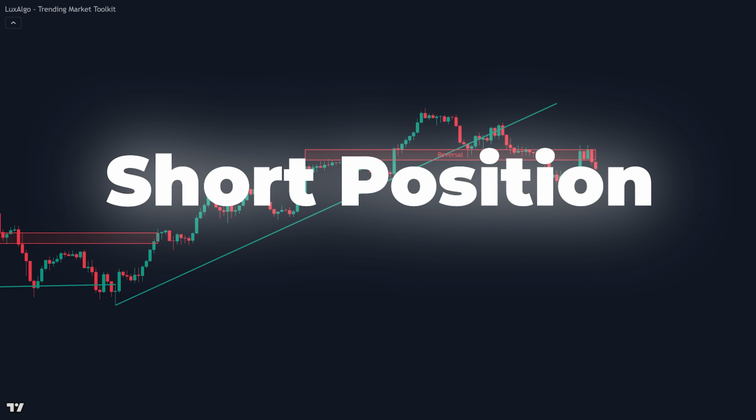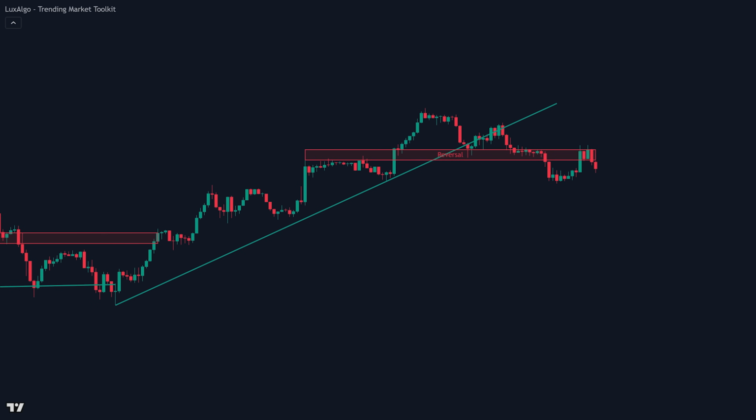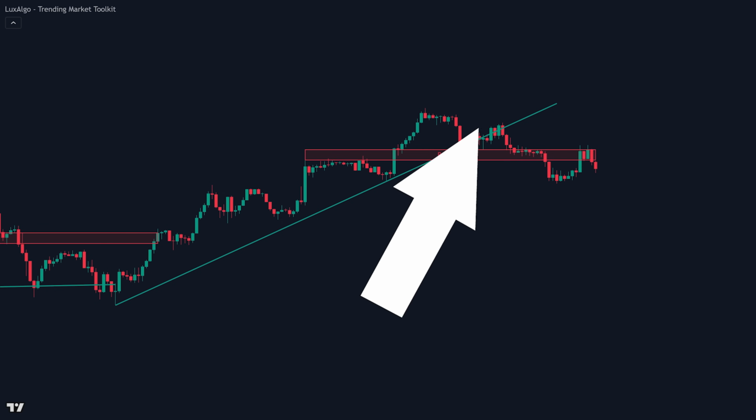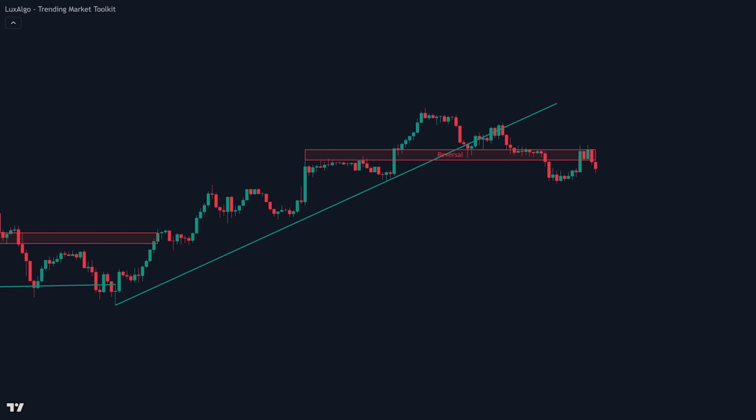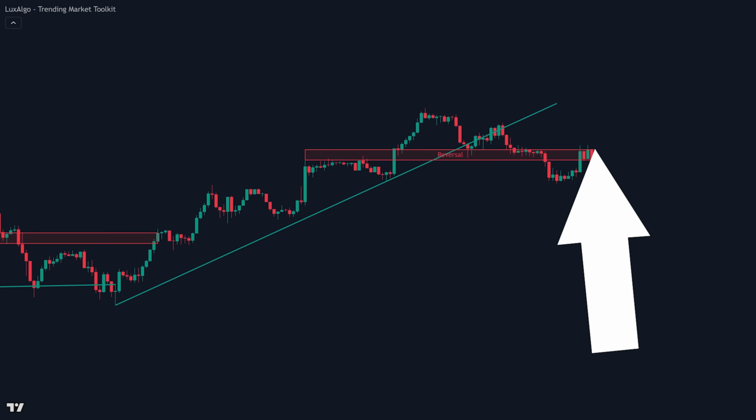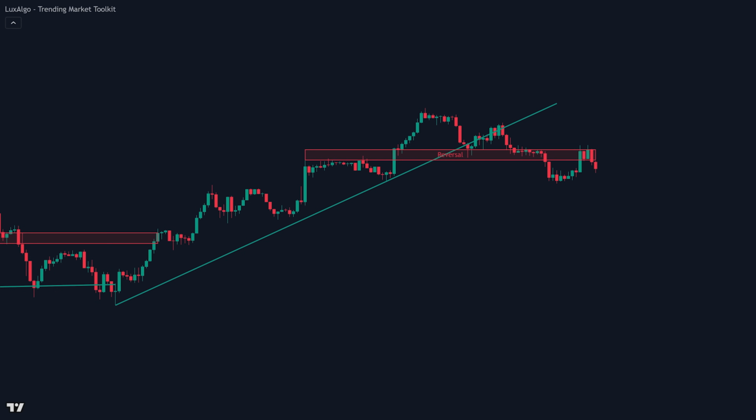Now for a short position. As you can see from the chart, the indicator automatically identifies a bearish reversal signal, indicating that the bullish momentum may be weakening. Rule number 1 is that price must break below that bullish trend line. Rule number 2 is to see a retest of this red reversal zone. Rule number 3 is to spot a clear bearish rejection at that red reversal zone, suggesting sellers are taking control.